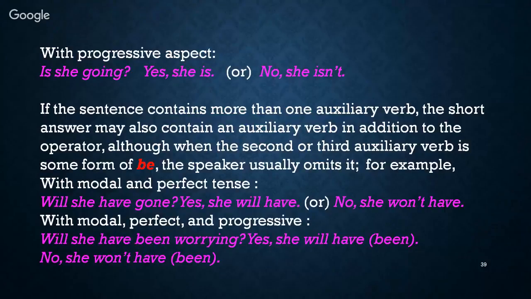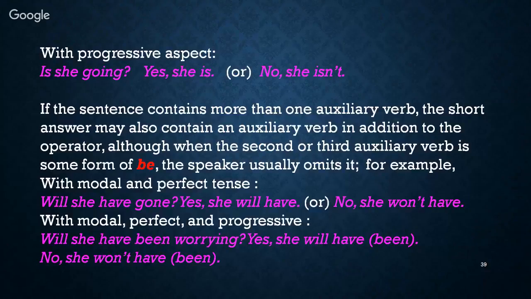If the sentence contains more than one auxiliary verb, the short answer may also contain an auxiliary verb in addition to the operator. Here, the operator, as we said. Like will she have gone, will is what we call the operator. Although when the second or third auxiliary verb is in the form of be, the speaker usually omits it. For example, with modal and perfect tense, will she have gone? And the answer is, yes, she will have. You won't simply say, yes, she will. Yes, she will have. No, she won't have.